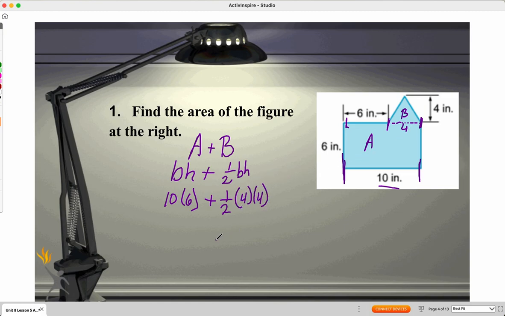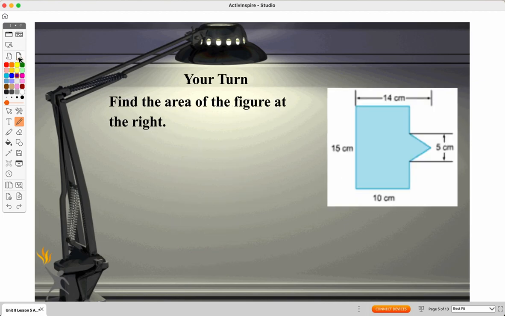Now we're just going to do the math with our order of operations. 10 times 6 is 60. Half of 4 is 2. 2 times 4 is 8. Then we finish up the problem by saying it's 68 inches squared. That's my answer for this problem. All right, go ahead and take a look at the second problem, pause the video, and see what you can come up with.